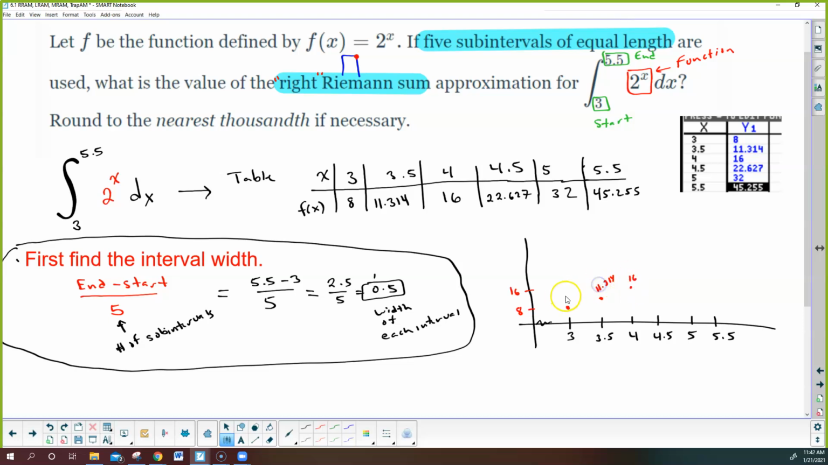So maybe I'll just write the values right above each one of those. And then 4.5 was 22 something, so that's just a little bit higher. 5 was 32, which is double this length. So I'll put 32 right there. And then 45 something would be definitely higher than 32.